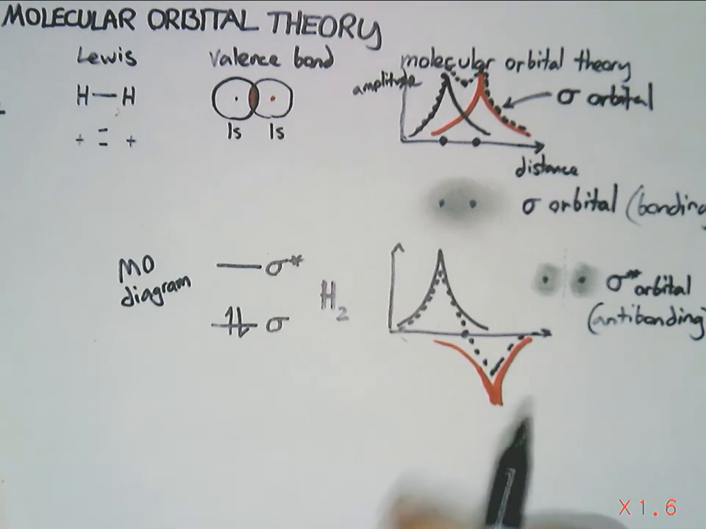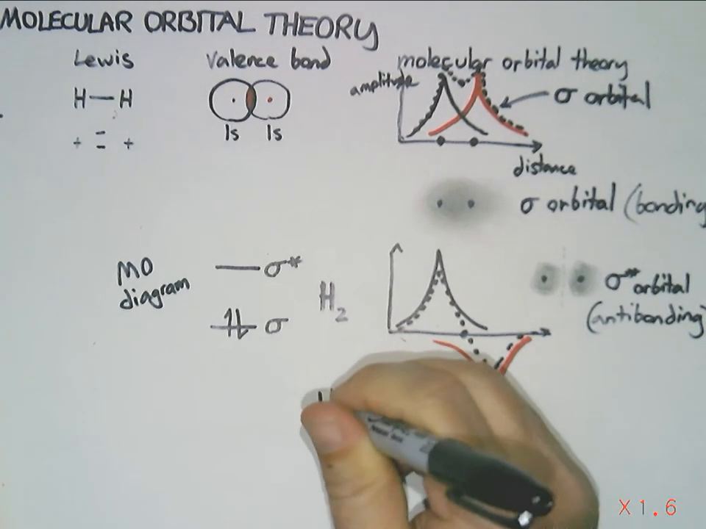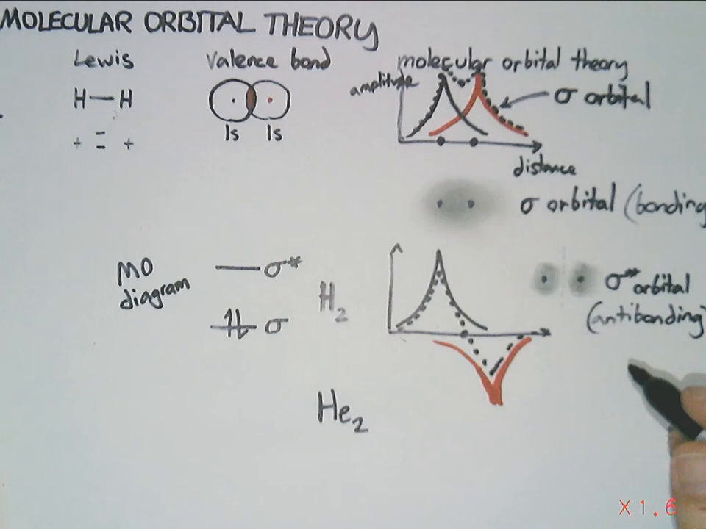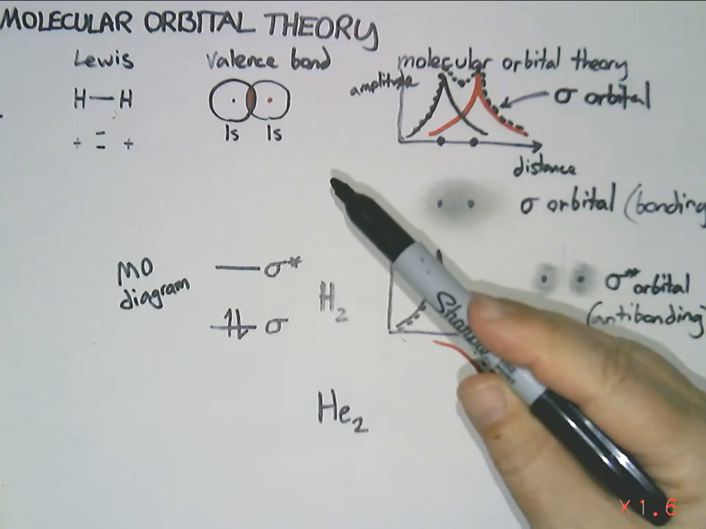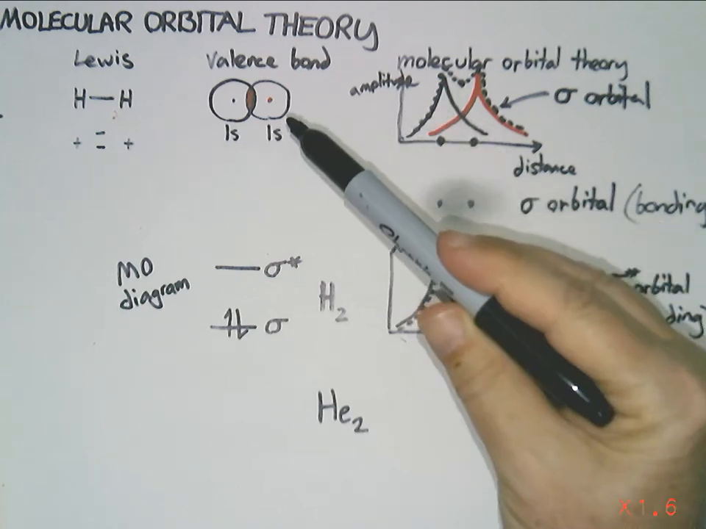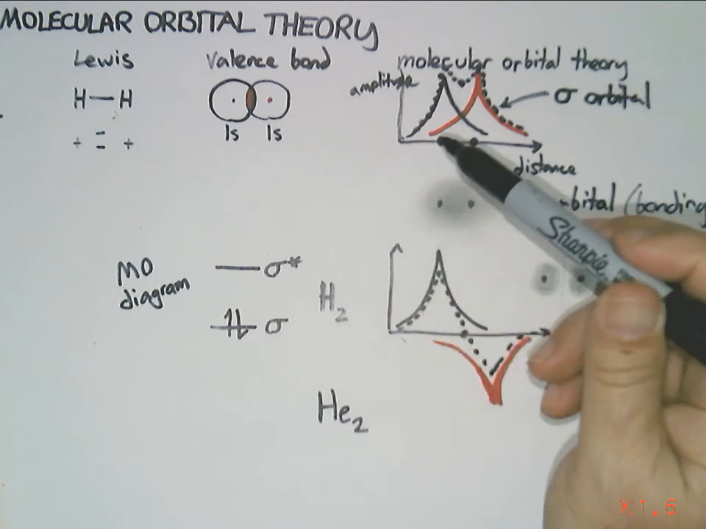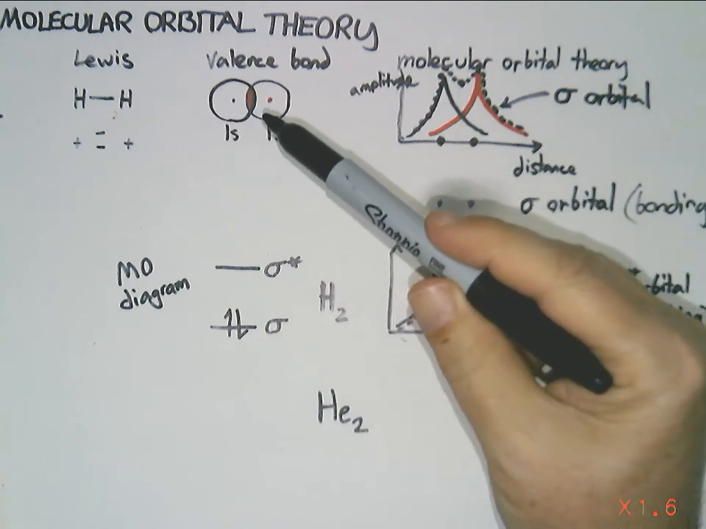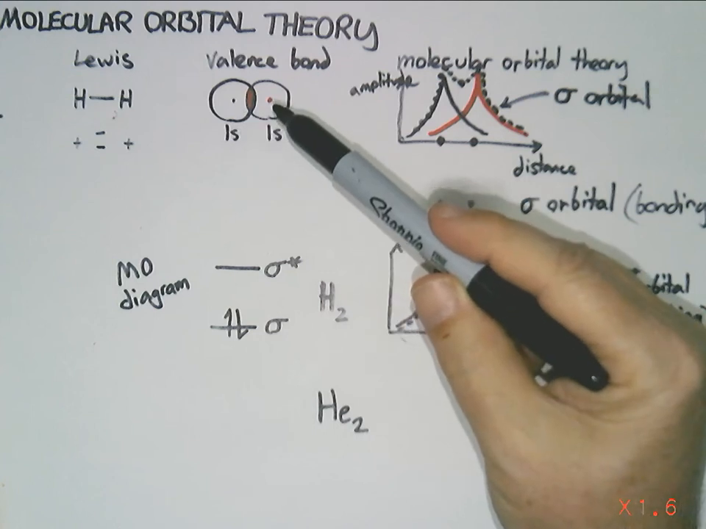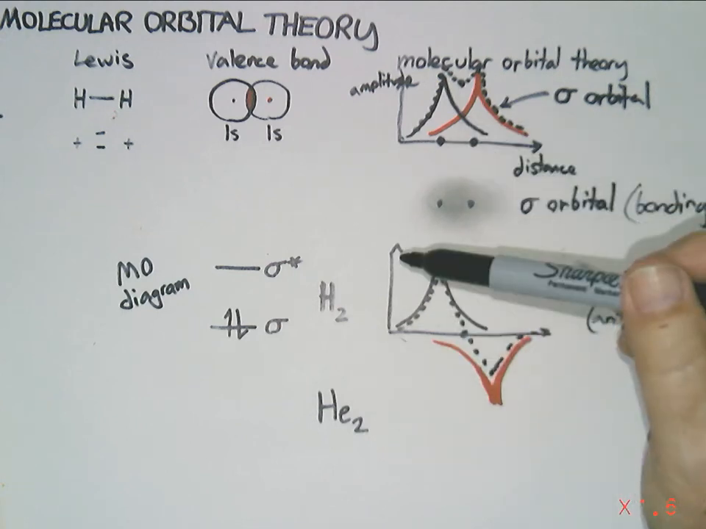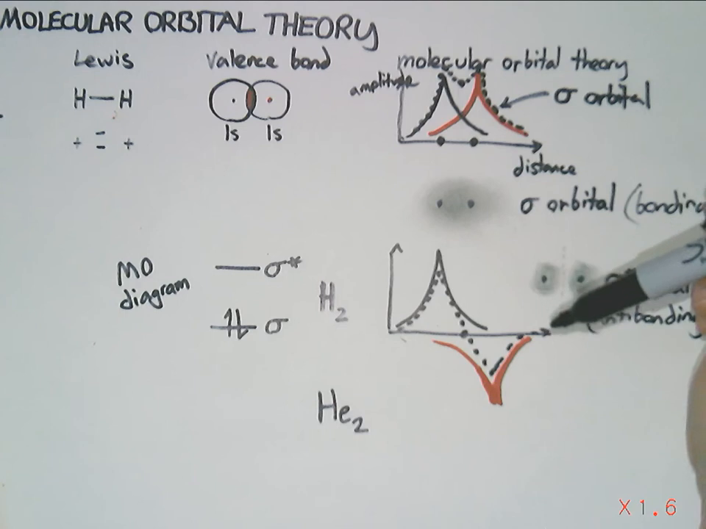Now, why can't we have He2? Helium also has 2 1s orbitals. Why can we not just overlap them and make a valence bond between the helium? The valence bond theory says that you can only overlap half-filled orbitals. And one has to be spin up and one has to be spin down. So valence bond theory would prevent you from making a bond here. But why? Let's look at molecular orbital theory. It'll tell us why.